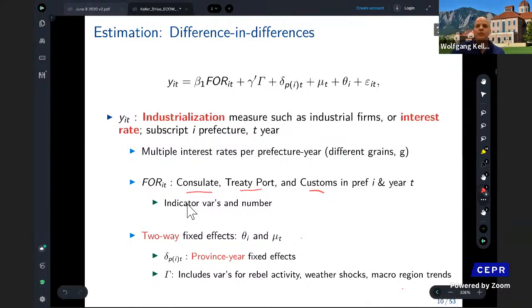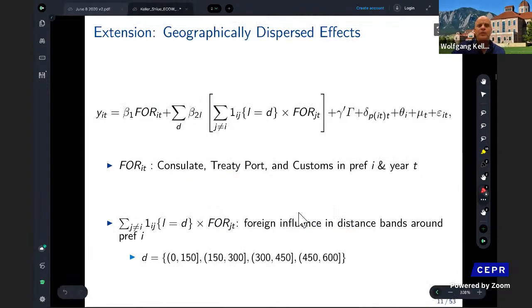We're going to use not only indicator variables for whether there is at least one open consulate in this region or not in this year, but also the number of consulates and the number of treaty ports. Some of these regions, such as the area around Guangdong down in the south of China, around Canton, can actually have multiple treaty ports in a given prefecture. Now, this is a very established model.